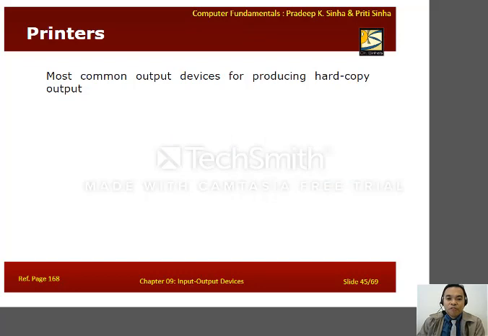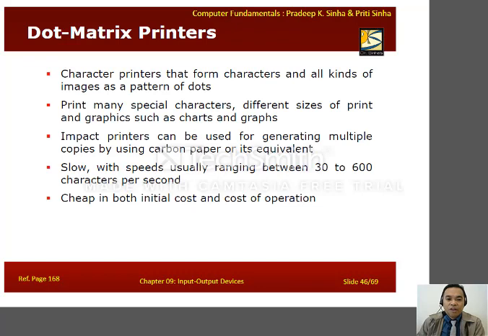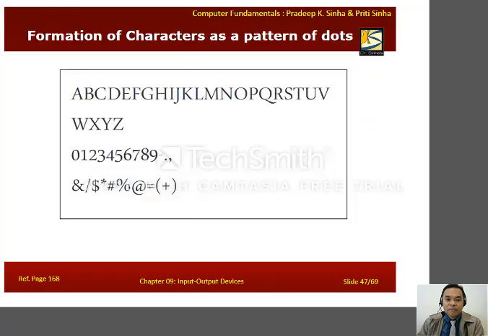Printers are the most common output devices for producing hard copy output. We have many types of printers. One is dot matrix printers, character printers that form characters and all kinds of images as a pattern of dots. This type of printer is slow, with speeds usually ranging between 30 to 600 characters per second, but it is cheap in both initial cost and cost of operation. These are the formations of characters as a pattern of dots.